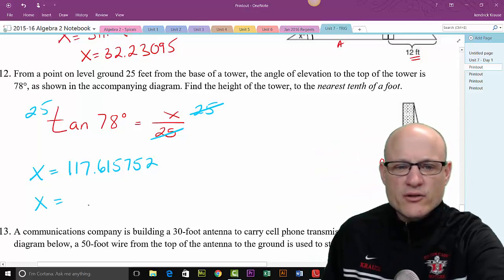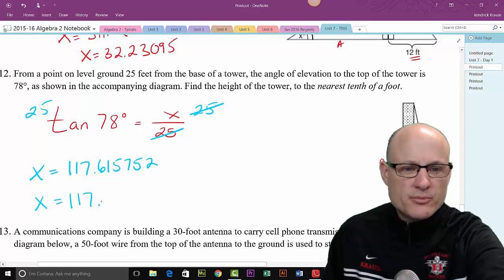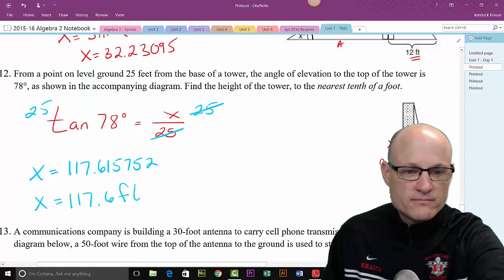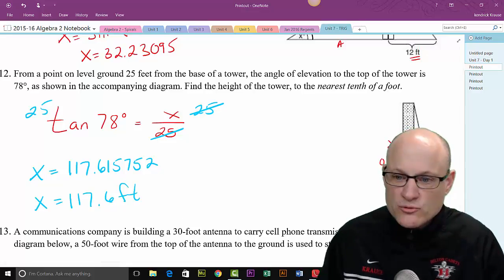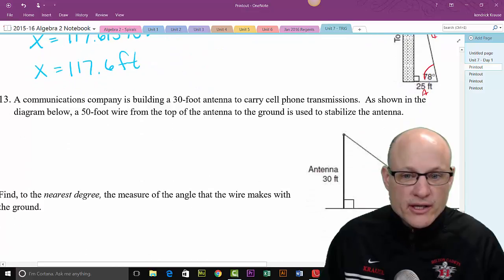X equals, rounded to the nearest tenth of a foot, 117.6 feet. Moving down, kids. Getting close to the end.